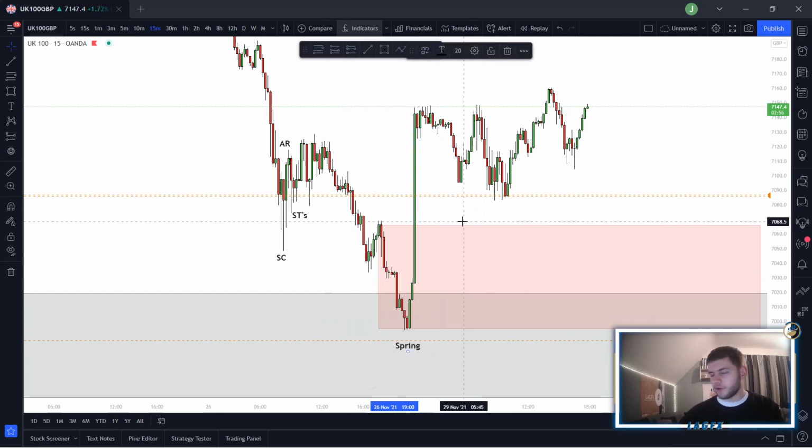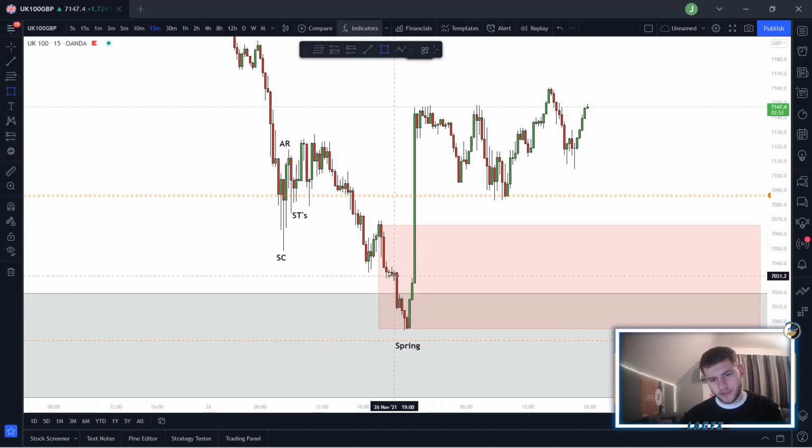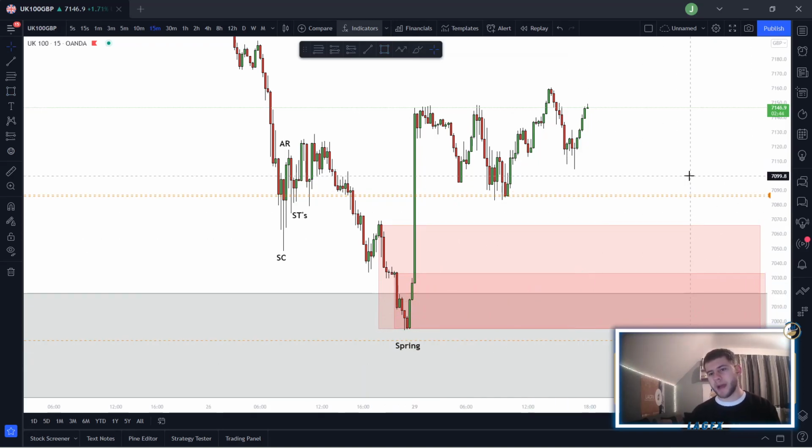So we could try and look for buys as price trades into this area. We can, of course, try to refine that zone. It is no guarantee that price will come to mitigate the spring. It all depends on how much demand we have in the market. If there is too much demand in the market, price is going to struggle making that move lower to come and mitigate this.